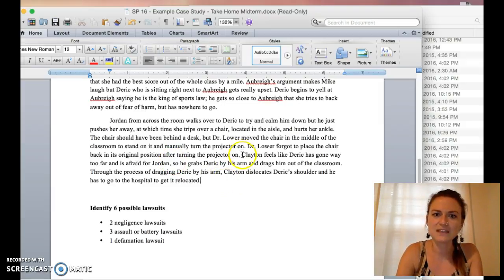In terms of the defense, one possible defense that you could talk about is privilege, is defense of a third party. Clayton felt like he had gone too far and he was afraid for Jordan. So Clayton was protecting a third party who is Jordan. So that would be a viable defense that you could talk about. And then in terms of the final judgment, most likely Derek would win because Clayton's actions were completely outrageous. He could have had other means to try and protect Jordan without touching Derek, and especially without dislocating his shoulder.